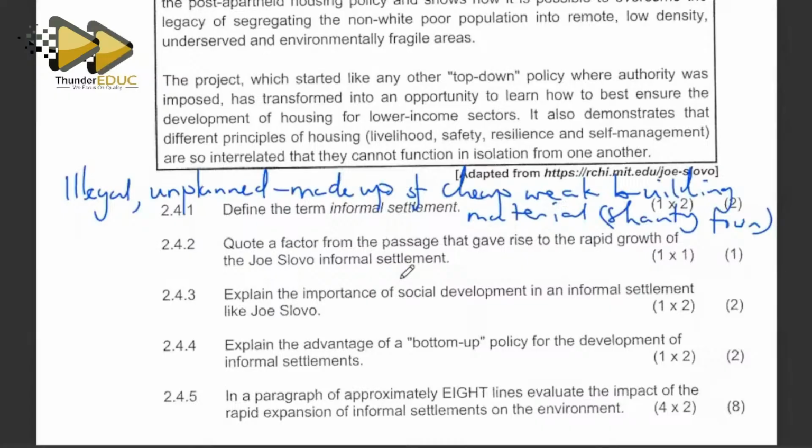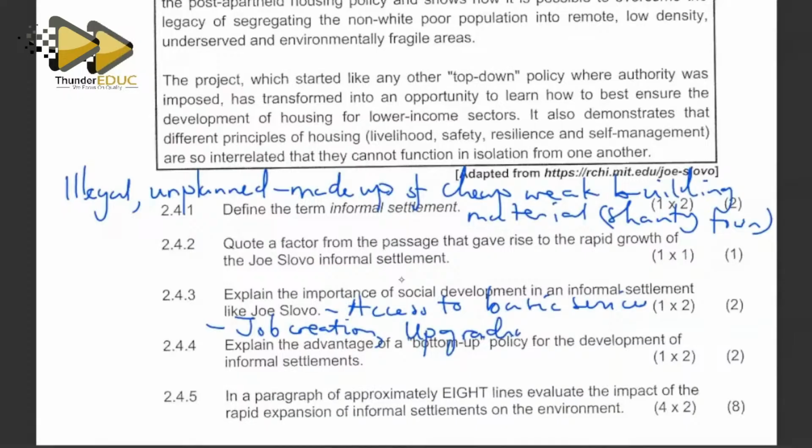Explain the importance of social development in an informal settlement like Joe Slovo. Why should we engage in social development? To try to improve the ways of life of people in the informal settlement. It enhances access to basic services, the basic services which are required for human survival. Then you can also look at it: it's important because it assists in job creation. And you can also argue that it helps in upgrading housing.